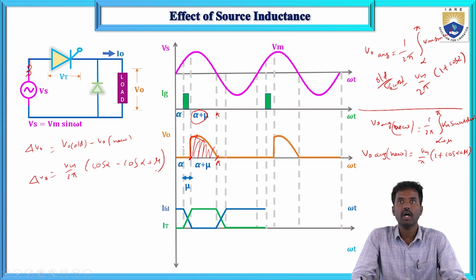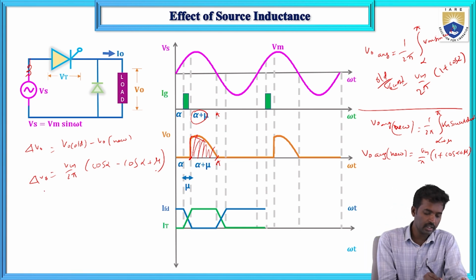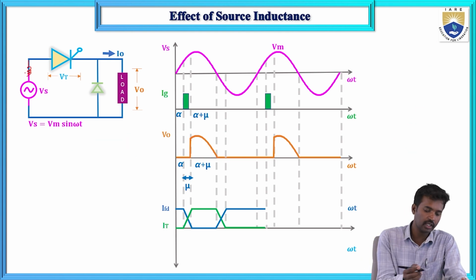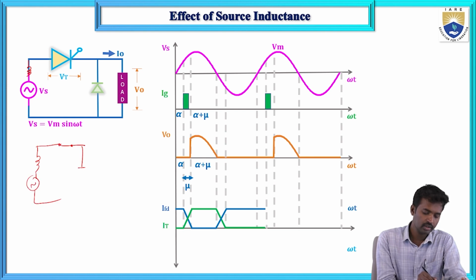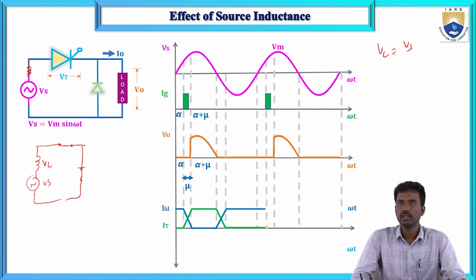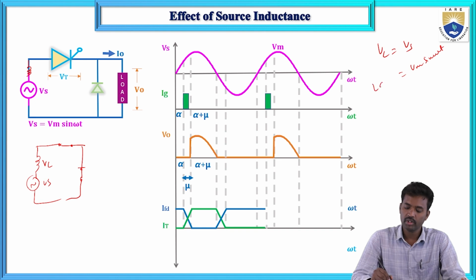Now what about the output current I naught? Because of this inductor current, the output current is as follows. Here this is the inductor, this is the supply voltage, this is the short circuit through T1, and this is the diode. Next, this is VL and this is VS. Now VL equals VS, that is Vm sin omega t, and VL equals L di by dt. So di by dt equals Vm by L sin omega t.